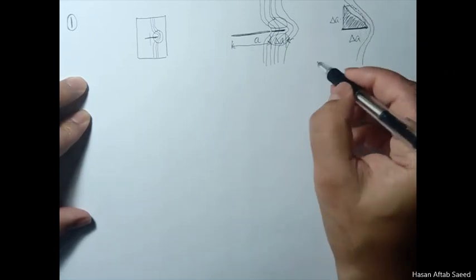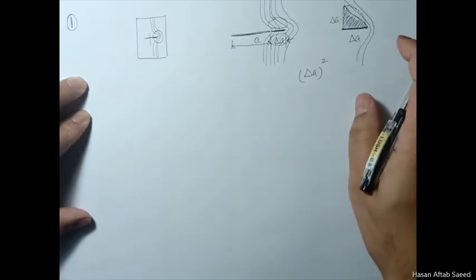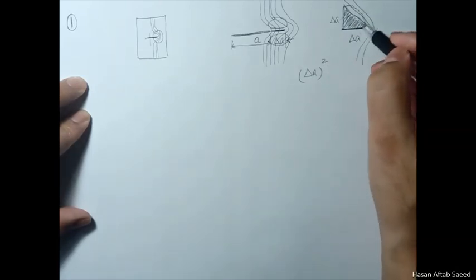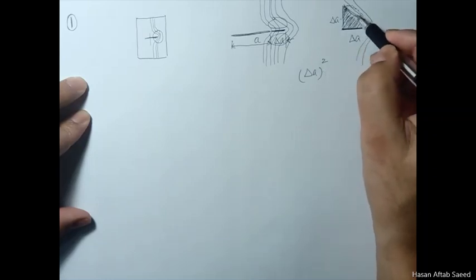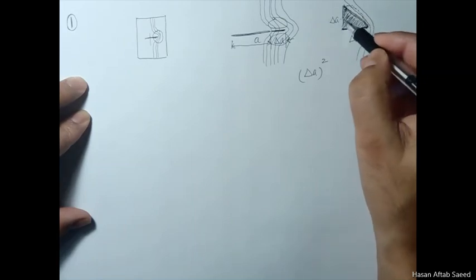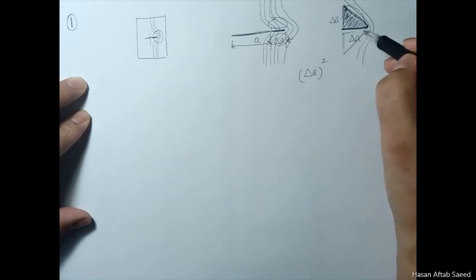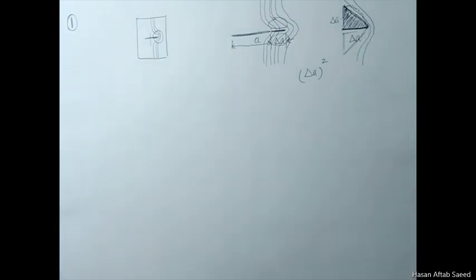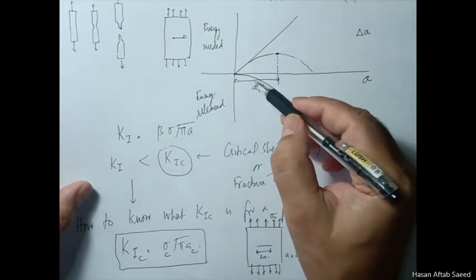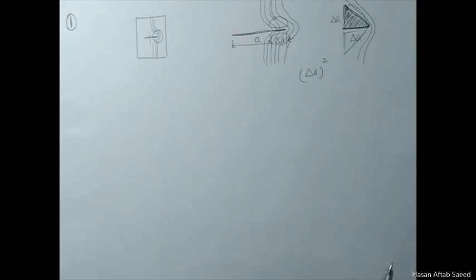Obviously, that will depend on different situations. But one thing is for sure, it will be a function of delta A square, because this is the area that was highly stressed, but now it cannot be stressed anymore, so it releases its energy. Obviously, there will be a similar area on this side also. So that is why this curve is a quadratic function of the crack length, or an increase in crack.